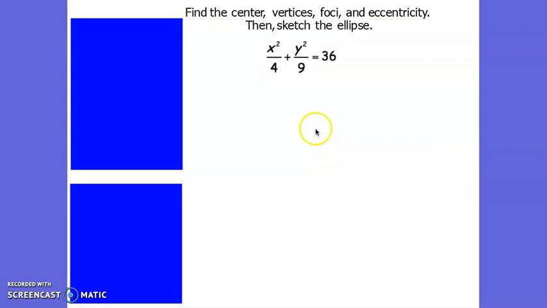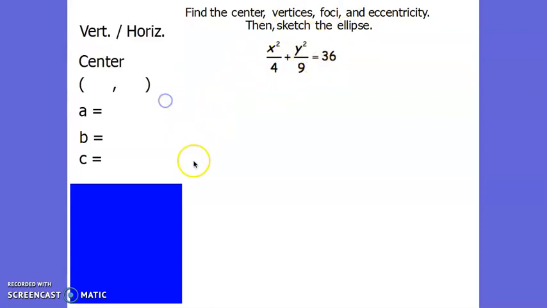So with that, let's talk a little bit about details. If we want to find the center, vertex, focus, and eccentricity in order to sketch an ellipse, we just need to look at our equation and define a couple of major things. First of all, we want to look at the center. So looking at our equation right here, you'll notice that x squared and y squared don't have anything subtracted from them. That means that our center right now is 0, 0.